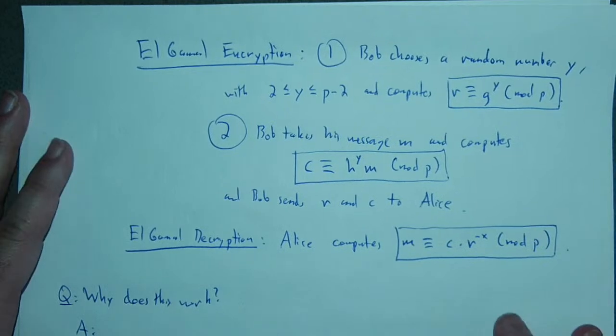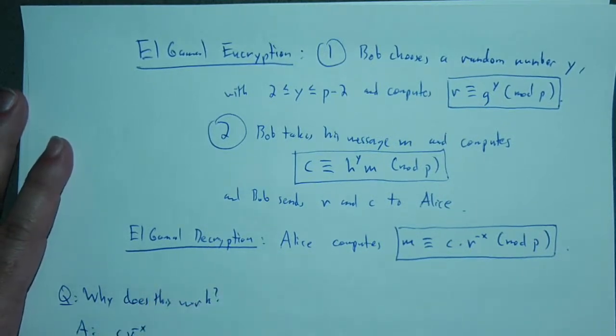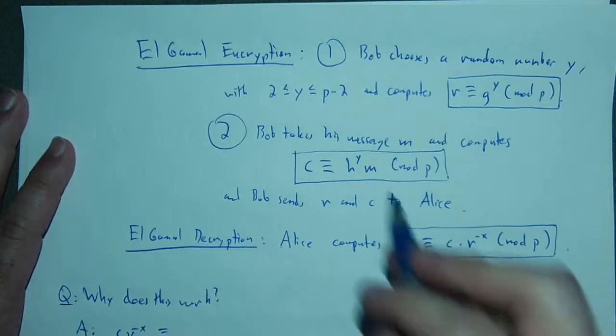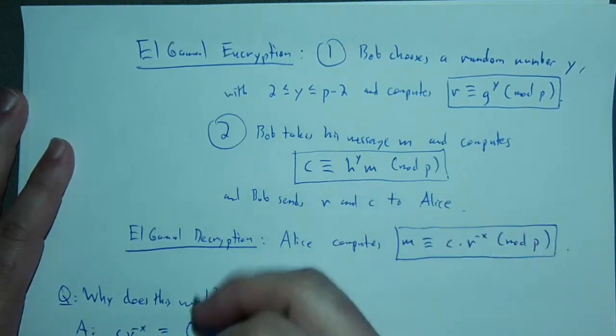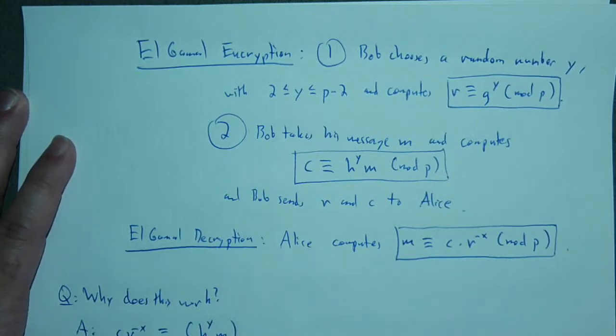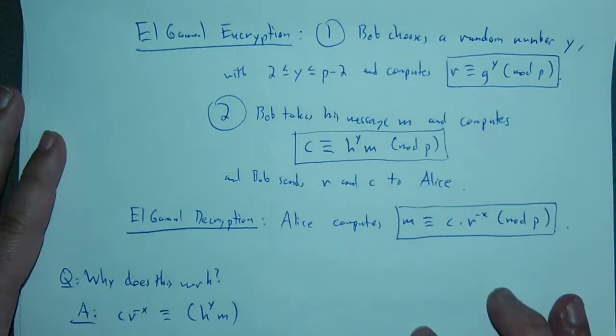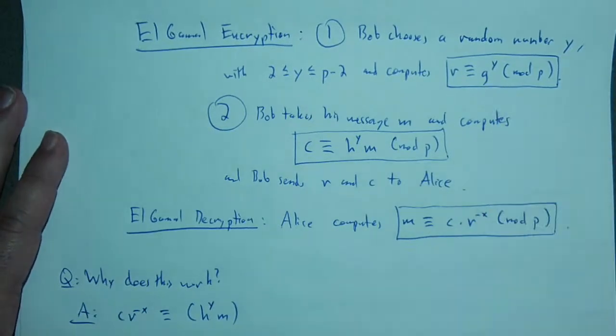So the answer is, note that C times R to the minus X is congruent to, so C is H to the Y times M. All right, so that's H to the Y times M. R is G to the Y. Oh, I'm slightly off camera. So R is G to the Y. So this is G to the Y to the minus X.